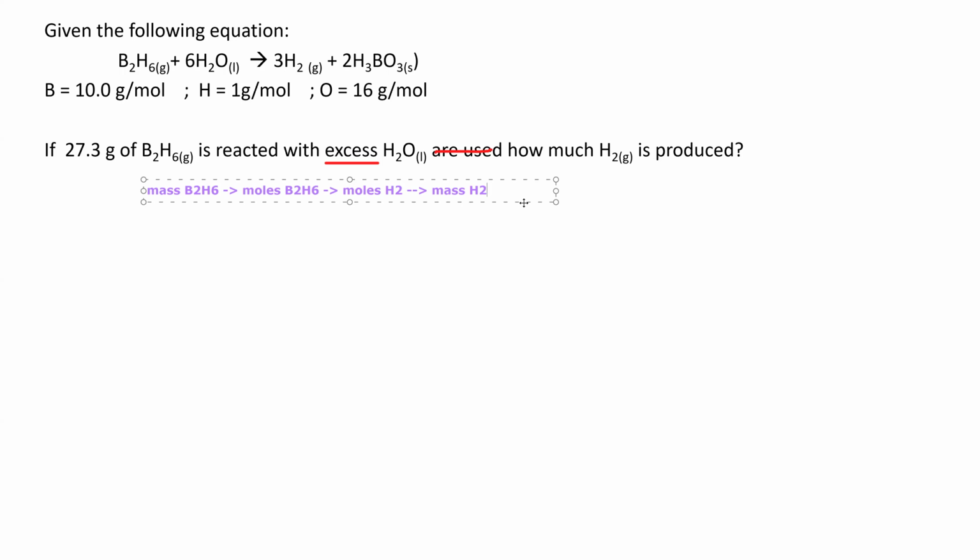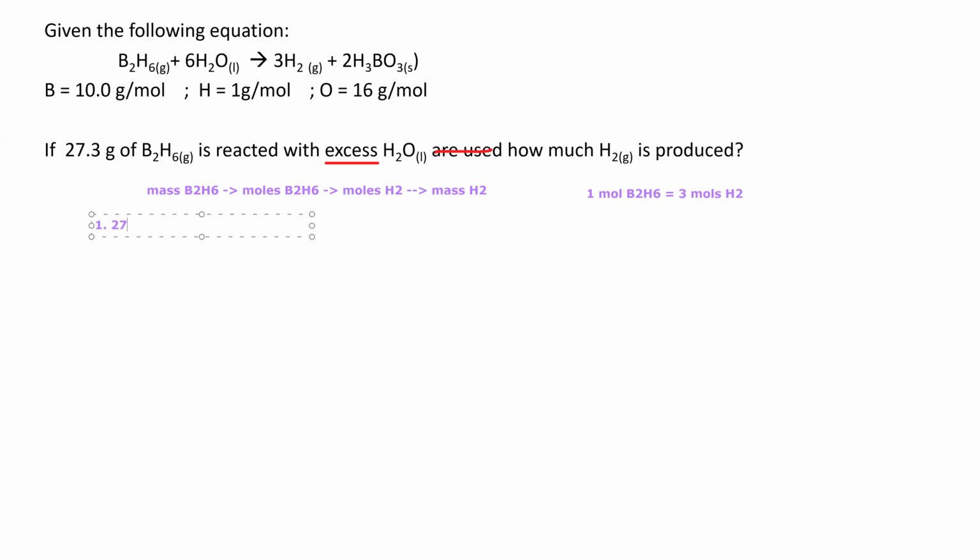And again, the reason we can do this only once is we know that B2H6 is the limiting reactant because H2O is in excess. And so from the chemical equation, we know that 1 mole of B2H6 is equal to 3 moles of H2. That's our mole ratio. So we're going to set up our problem. So in step 1, we're going to convert mass to moles.